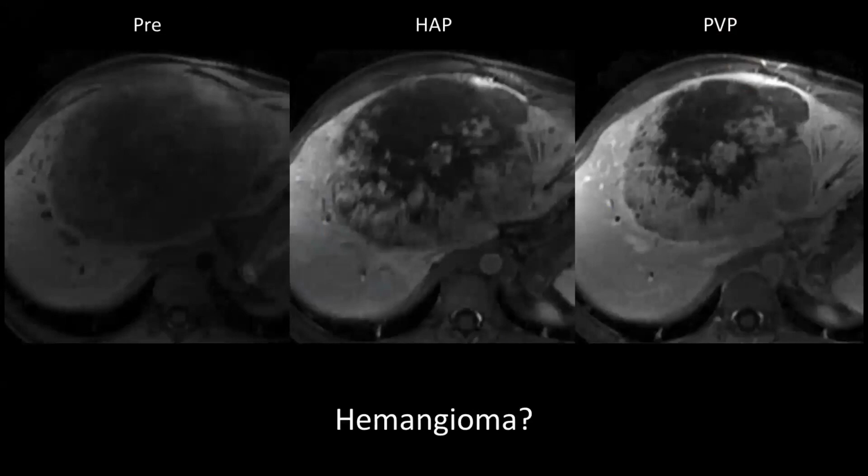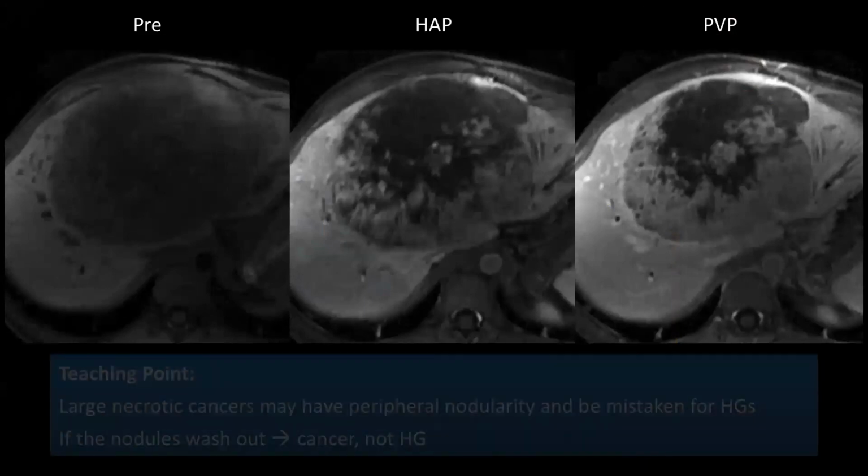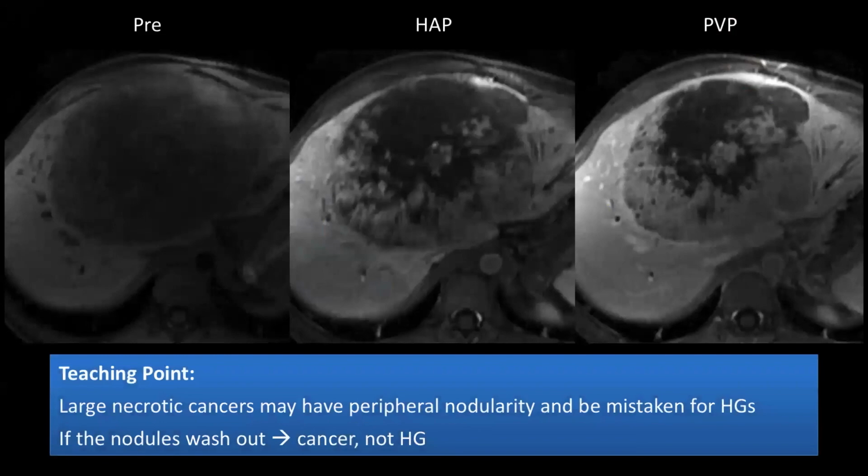But on the portal venous phase, are these puddles following the blood pool, or are these puddles washing out to become darker than liver? They are washing out to become darker than liver. So these are not hemangioma puddles. These are the viable portions of a partially necrotic cancer. This was a metastasis to the liver, not a hemangioma. So, teaching point: large necrotic cancers may have peripheral nodularity and be mistaken for hemangiomas. And I see this maybe 10 times a year. If the nodules wash out, it's a cancer, it's not a hemangioma.